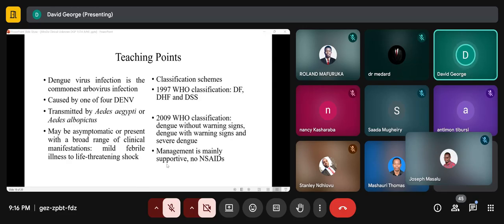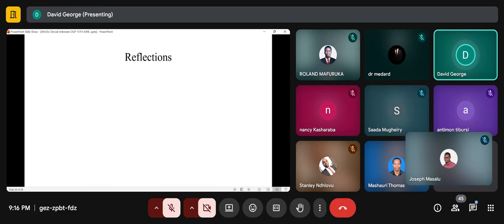So yeah, this patient finally improved and stayed in the ward for just a few days for monitoring, and the patient was discharged uneventfully. So yeah, that's what I had, Joseph. Any reflections from you? Yeah.